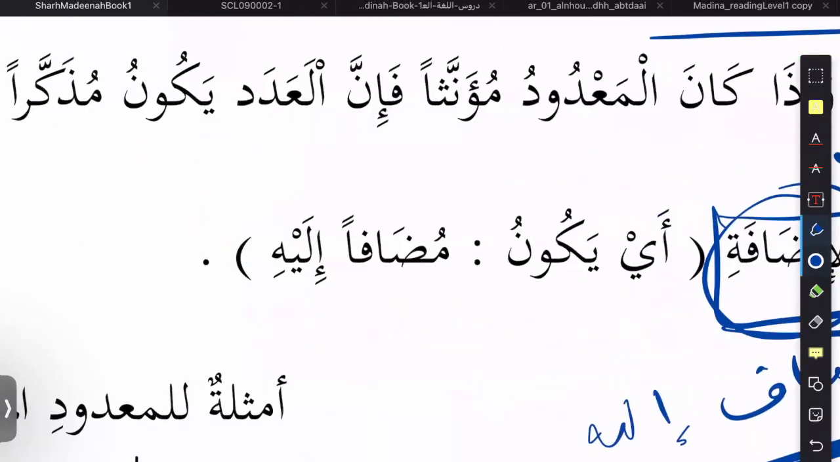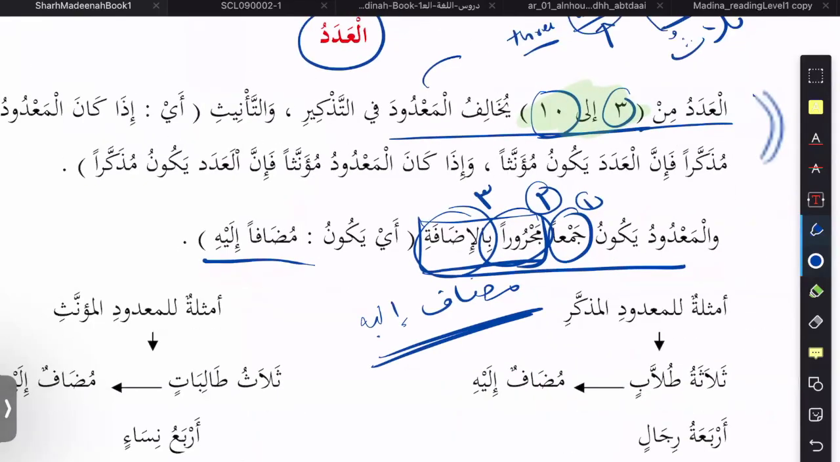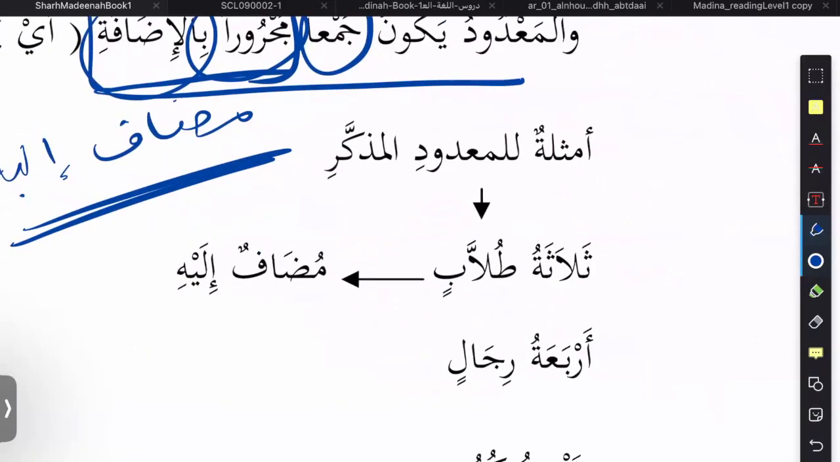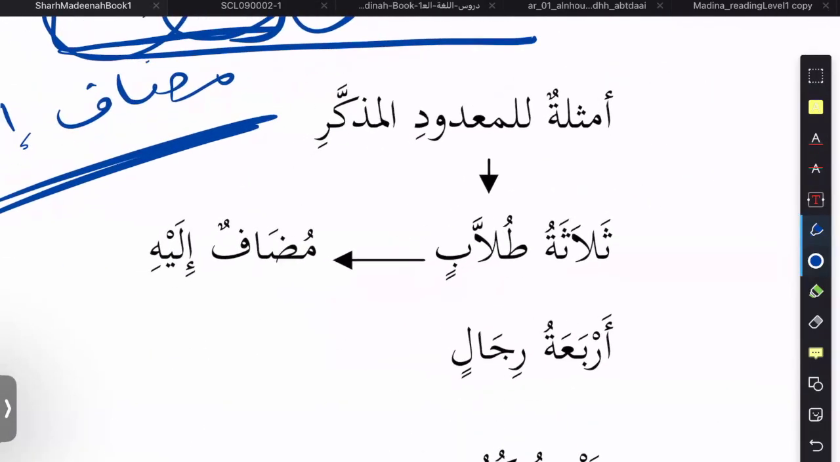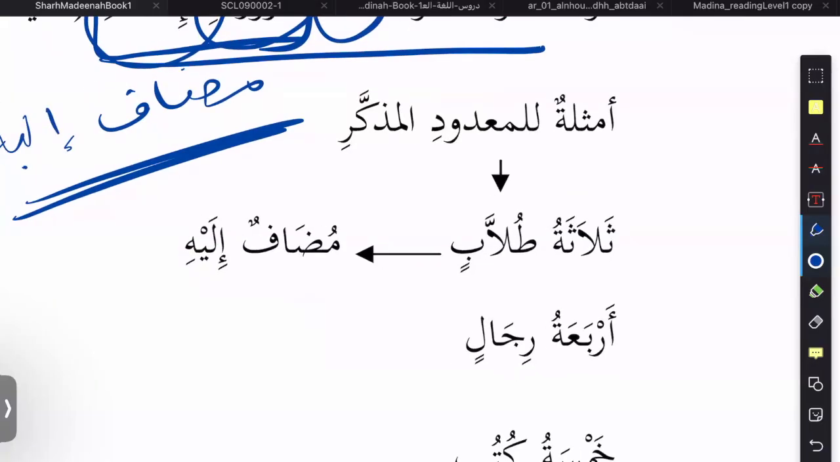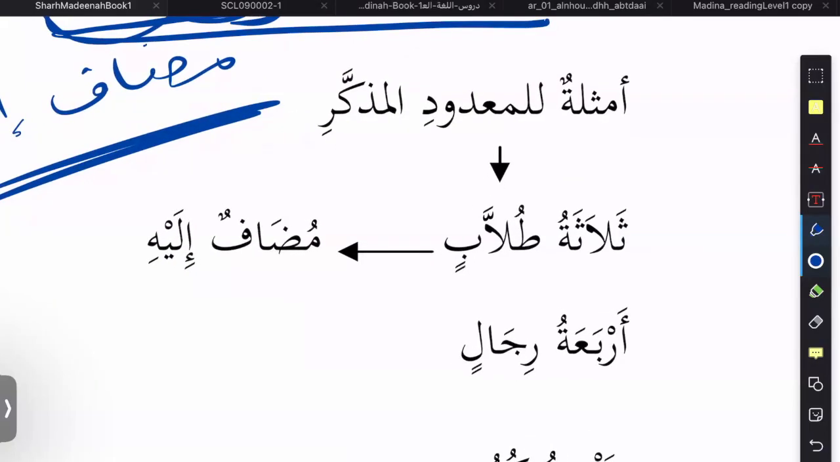Okay, so he said it. Ay yakunu mudafan ilayhi. So that means it will be mudaf ilayhi. So let's read what example he's giving us. Amthila lil ma'dud al mudhakkar. So here is when the ma'dud is mudhakkar. So which is tullab.